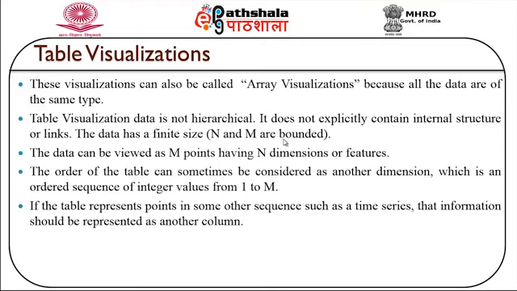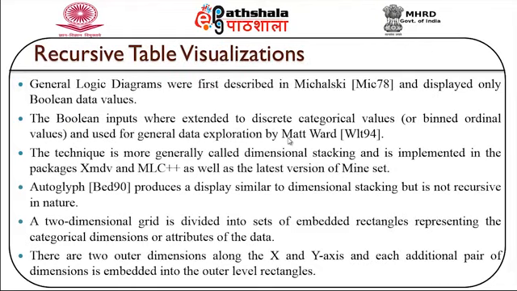Table visualization data is usually not hierarchical in nature. It does not explicitly contain internal structures or links. The data has a finite set where m and n are bounded. The data can be viewed as m points having n dimensions or features. The order of the table can sometimes be considered as another dimension, which is an ordered sequence of integer values starting from 1 to m. If the table represents points in some other sequence such as a time series, then that information should be represented as another column in the table visualization.